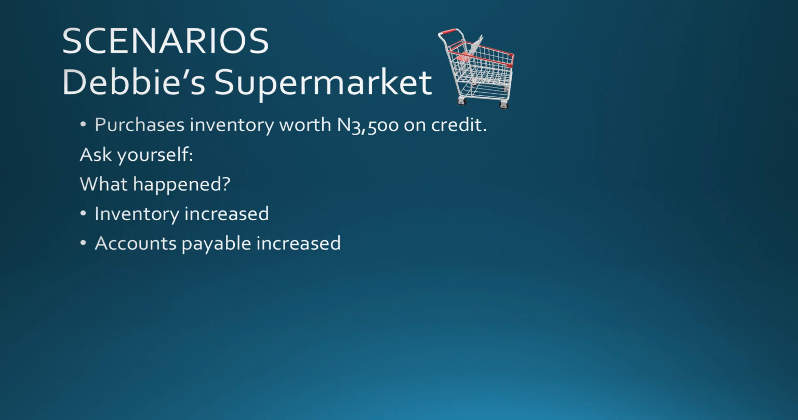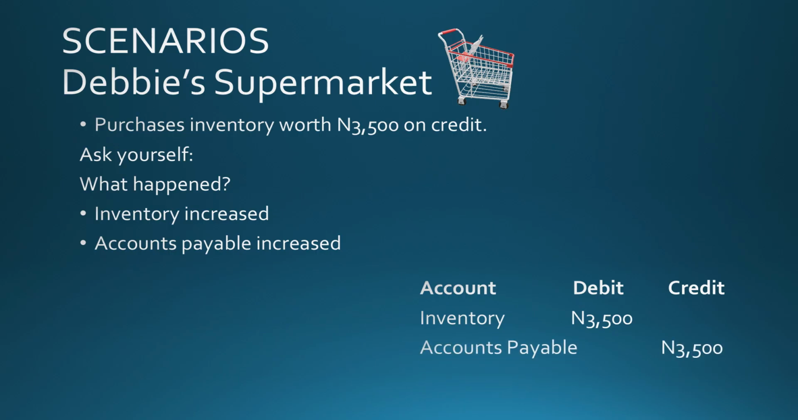Now, which account is to be debited or credited? Remember, inventory is an asset, and we said all assets increase on the debit side. So inventory will be debited with 3,500. There must be a credit entry. Which account is credited? Accounts payable will also be credited with the same amount, 3,500.